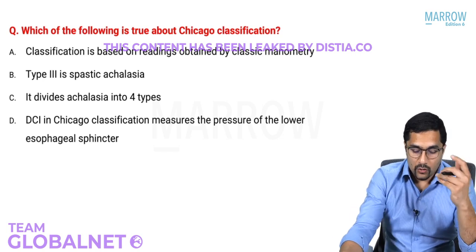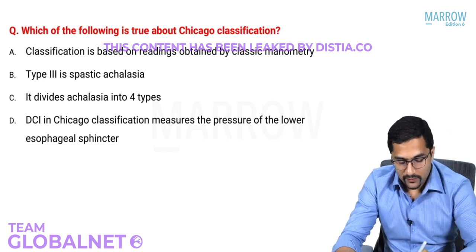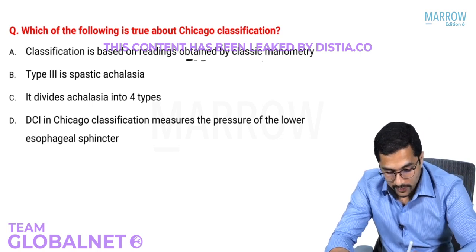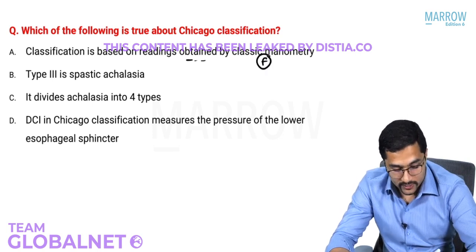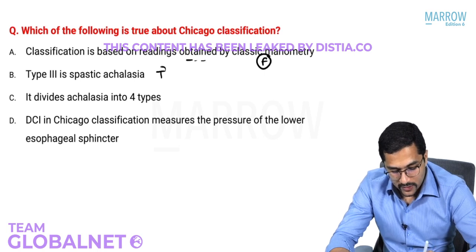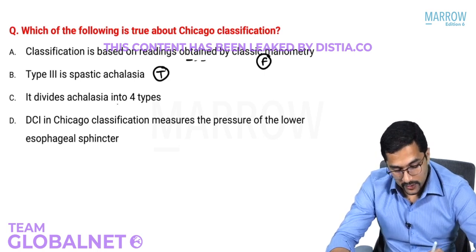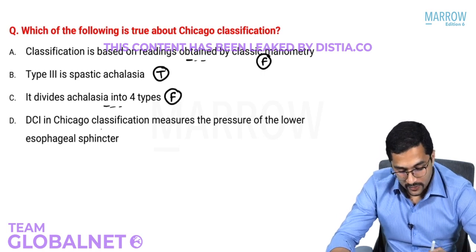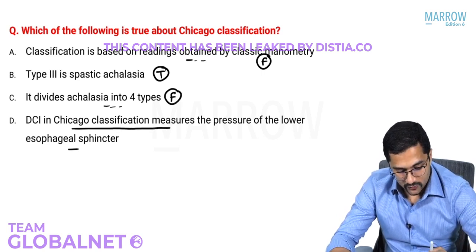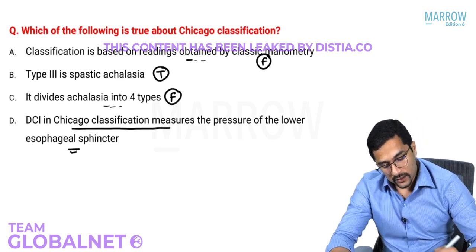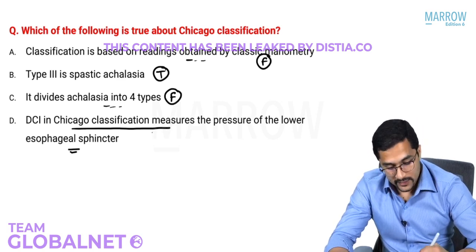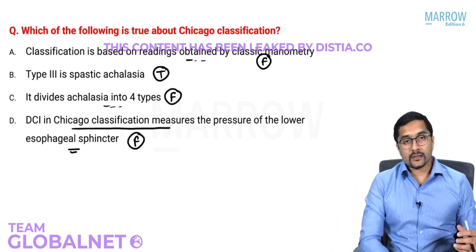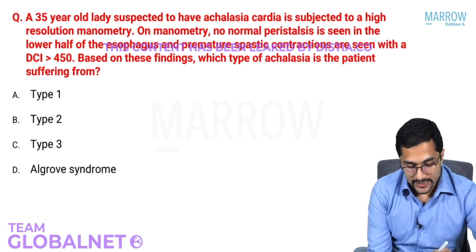Which of the following is true about Chicago classification? Classification based on classic manometry. This is false. I told you it is high resolution manometry. Type 3 is spastic achalasia. This is true. It divides achalasia into 4 types. False. It divides it into 3 types. And DCI measures the pressure of the lower esophageal sphincter. Distal contractile index. No, this is false. It measures the pressure in the body of the esophagus. So this was the question which was asked in the NEET exam.